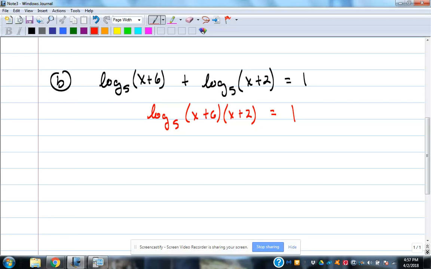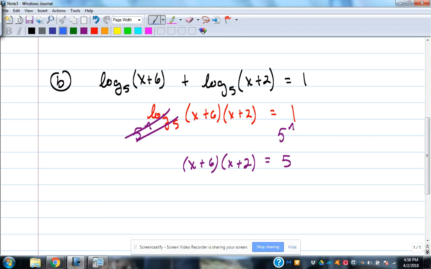How do I get rid of that log base 5? Exponentiate with 5 as the base. Now the log base 5 goes away. We get x plus 6 times x plus 2 is equal to 5 to the first power, which is 5. Now how do I solve that? I need to FOIL it out and multiply it together first.